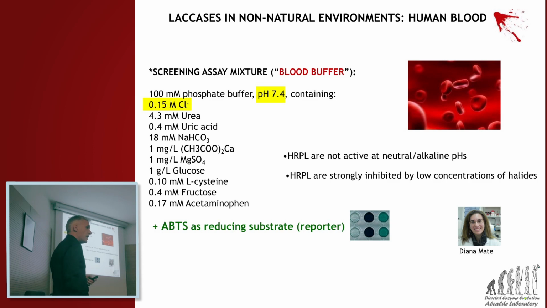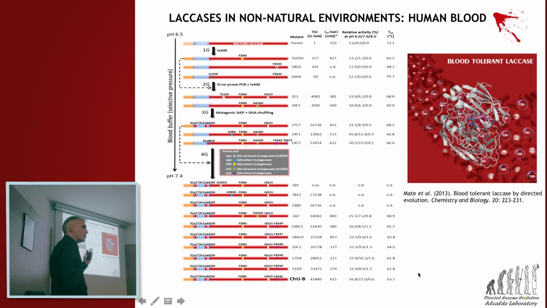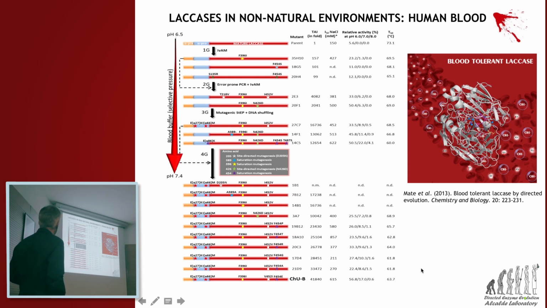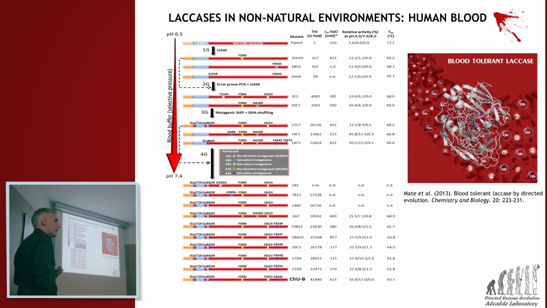And with this screening assay in hand, we started to make rounds of directed evolution and screening by introducing random mutations in the gene, by recombining different genes, using different techniques of molecular evolution, and enhancing the selective pressure from pH 6.5, where the laccase activity was hardly detected, until pH 7.4, the pH of human blood.